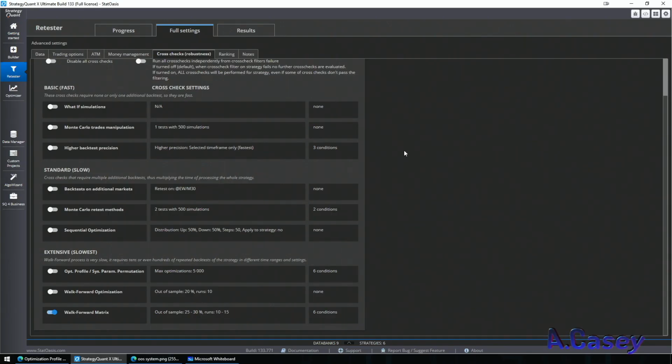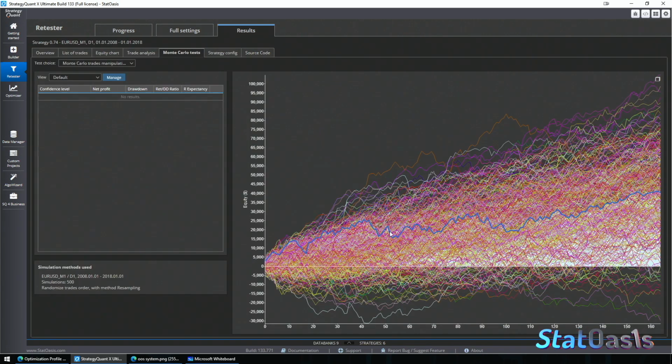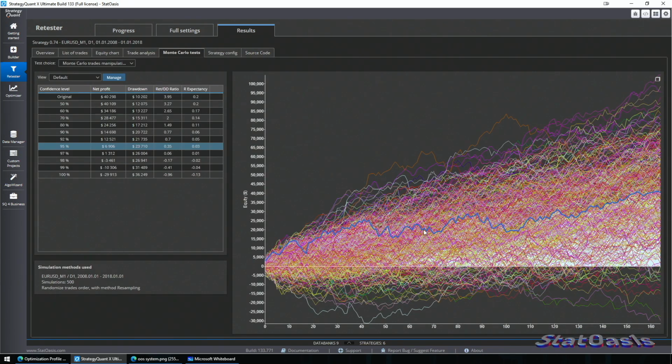So in StrategyQuant X, this is the cross-check robustness, and you can get to this in Retester and in Builder. And basically, you can automate it with custom projects also. So like I showed you, the Monte Carlo basically randomized the trade results. The problem with Monte Carlo is garbage in, garbage out. Also, there is another problem with Monte Carlo: when you shuffle the trades, the distribution is actually not like any other market.